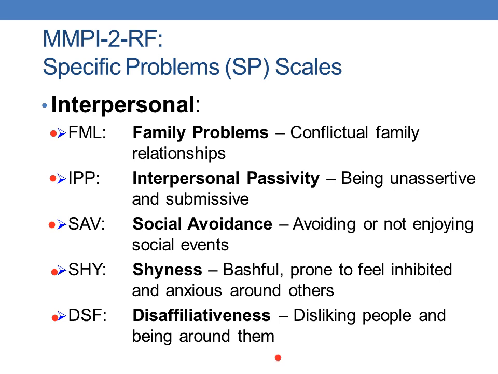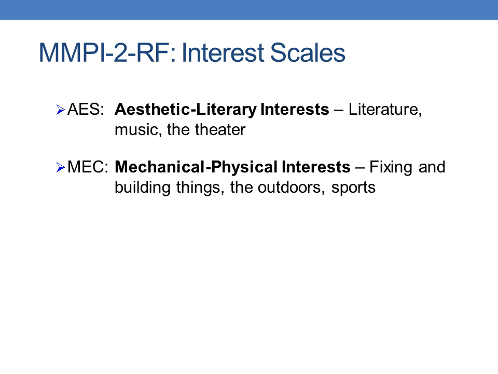Now, I said earlier that scale 5 was not restructured. That was the masculinity-femininity scale. Essentially, what the authors of the RF did was revise it by capturing the items that discuss aesthetic literary interests, so items like I'd like to work as a librarian, and then those items that capture more mechanical physical interests. So the first item on the test, I like mechanics magazines.